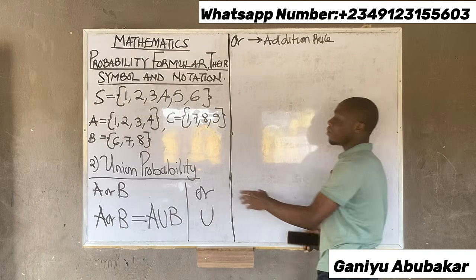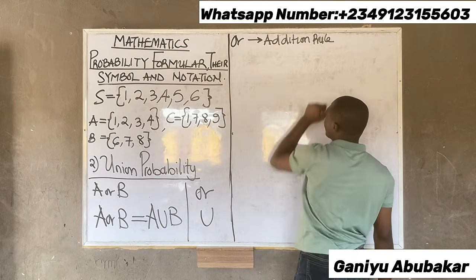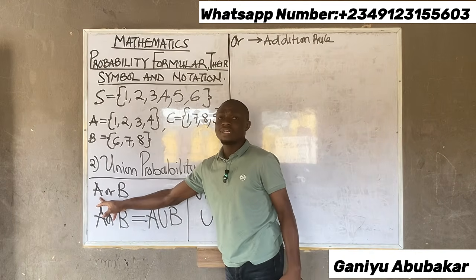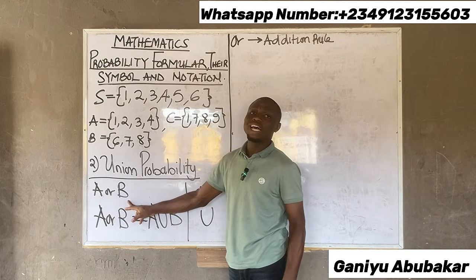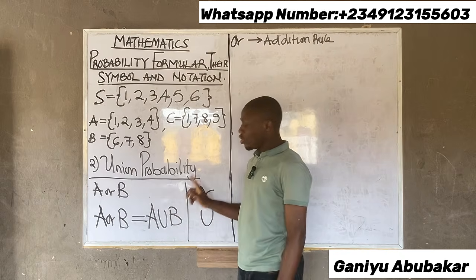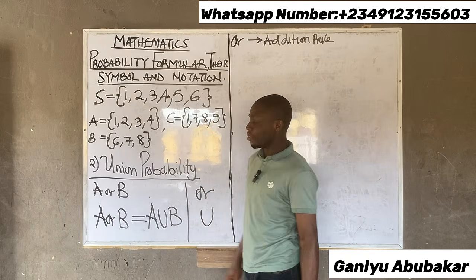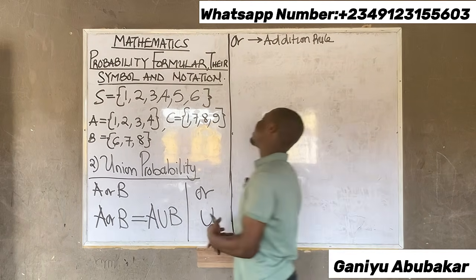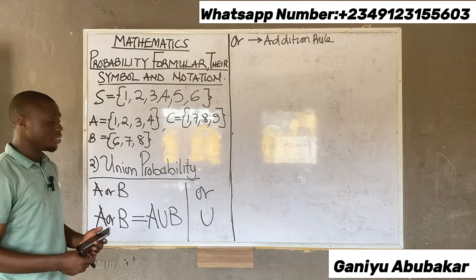Under general probability, or you call it what? The addition rule, right? It is a combination of two events with "or" in the middle. So A or B has to do with the addition rule, or general probability. A or B is the same thing as A union B. So "or" is attached to union, and it is attached to the addition rule.